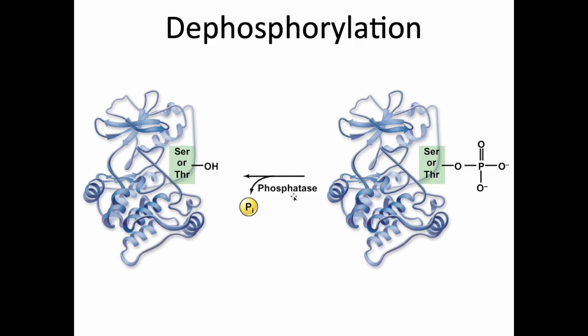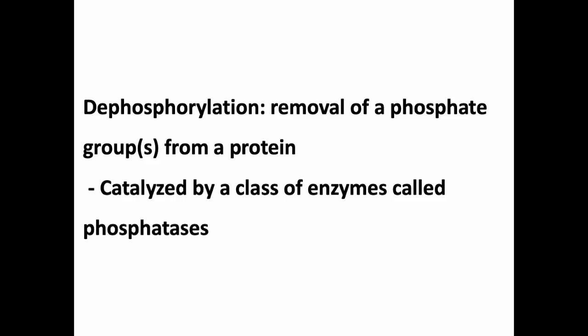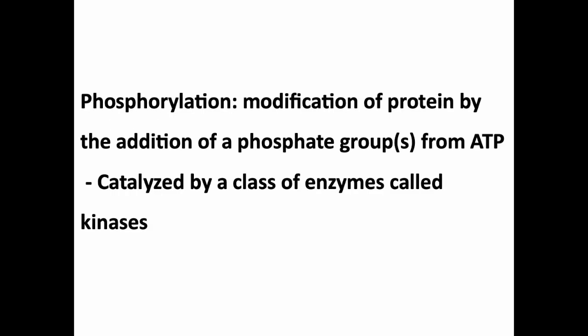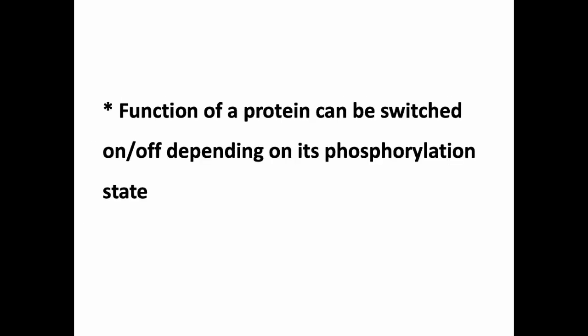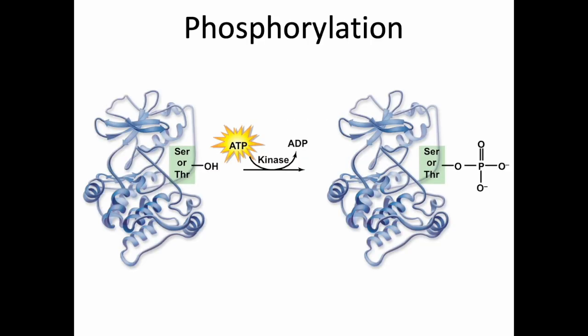The class of enzyme that performs dephosphorylation is a phosphatase. Again, this is a big umbrella category. Many phosphatase enzymes exist within the cell. So dephosphorylation is catalyzed by a class of enzyme called phosphatases. Now, this is all just terminology about phosphorylation and kinases and dephosphorylation and phosphatases. The point of all of this is this statement. The function of a protein can be switched on or off depending on its phosphorylation state. So, just like a light switch in a room, you can shut a protein on or off by adding or removing a phosphate group.